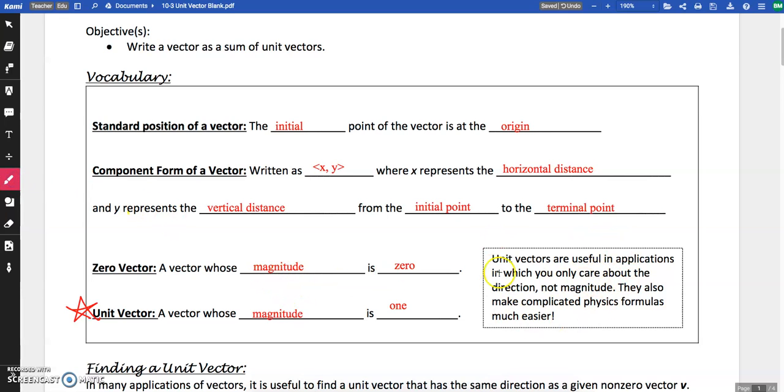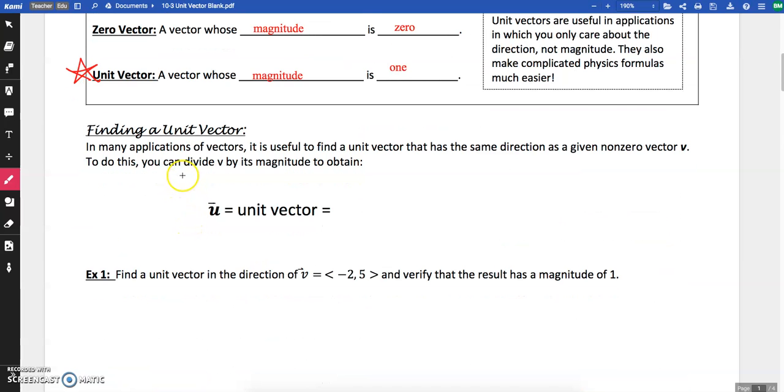So here this box has why we're doing this. They're helpful in applications where you really care more about the direction, not the magnitude. They're definitely used in physics a lot because, believe it or not, when you see them, you'll be like, why? But they actually do make some complicated formulas a lot easier for people in physics. So again, we're just scratching the surface, so we don't really get into too much of the usefulness of unit vectors. Our job in pre-calc is just to expose you to what they are and help you learn how to calculate them.